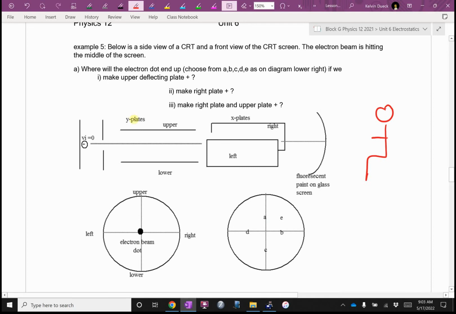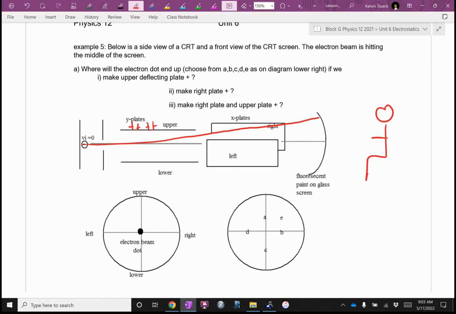I think A. If I make that positive, the electron's going to get bent this way. Yes? Because unlike charges attract. Well, I thought it would deflect off. No. If it's positive, it's going to get pulled towards it. Deflecting just means we're changing the angle. You don't have to think repelling. It could be attracting as well.